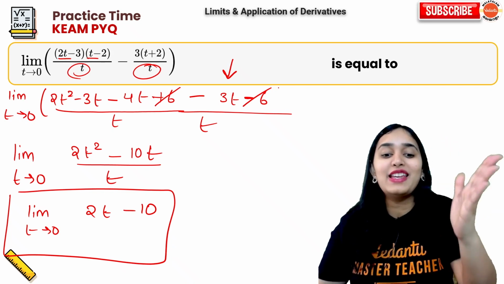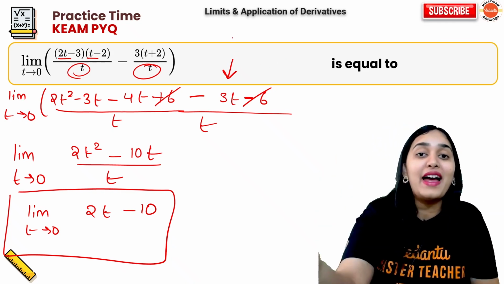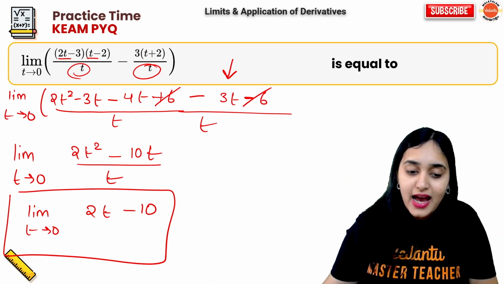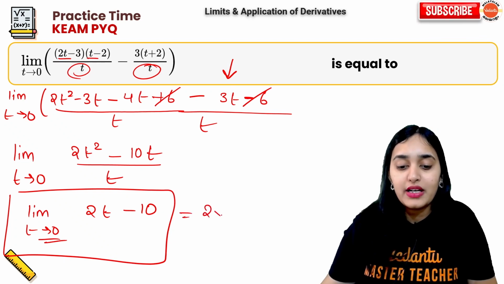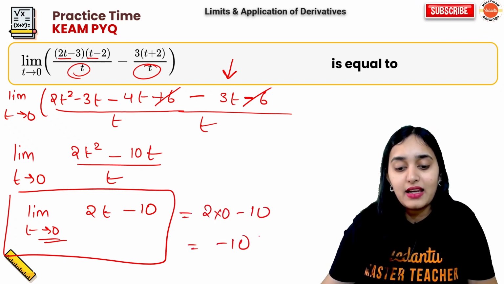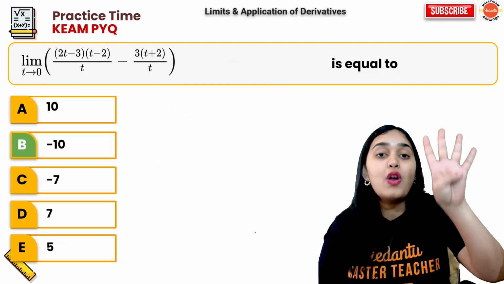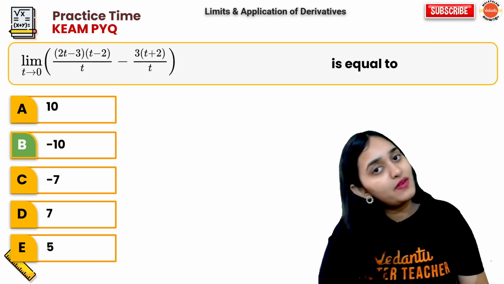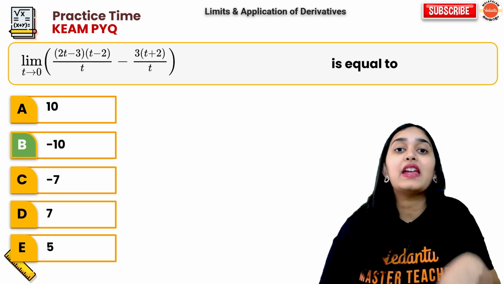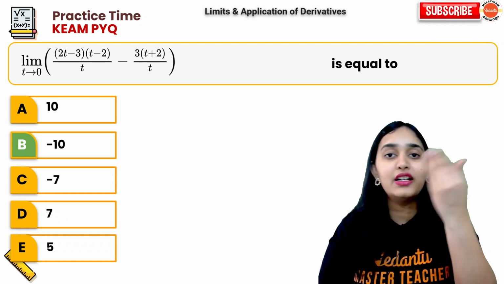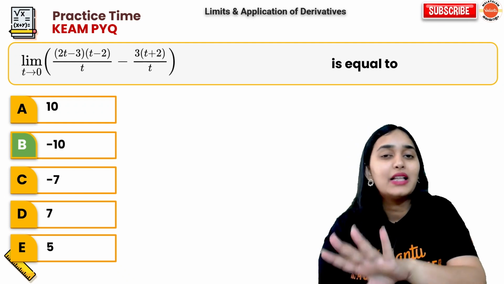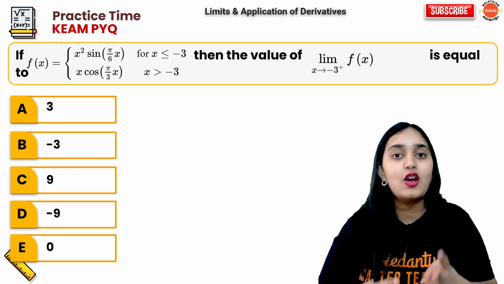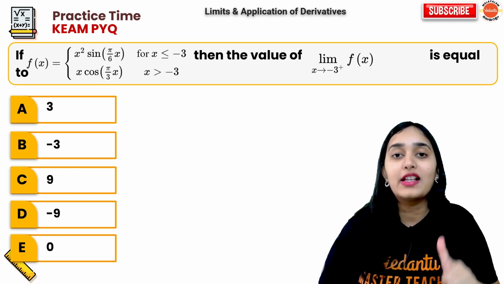No, we removed 0 by 0 format just by simplifying. Just by opening the bracket, 0 by 0 format is removed. Now you simply put t is equal to 0. So 2 into 0 minus 10 is minus 10. This is your answer. So this is the fourth method to remove 0 by 0 intermediate form. Clear to everybody? And it is not just 0 by 0 form, infinity by infinity, 1 by infinity, infinity to the power 0, infinity 0 to the power infinity. Any of these forms can be removed by simplification, factorization, rationalization, or using the identities or L'Hospital's rule.